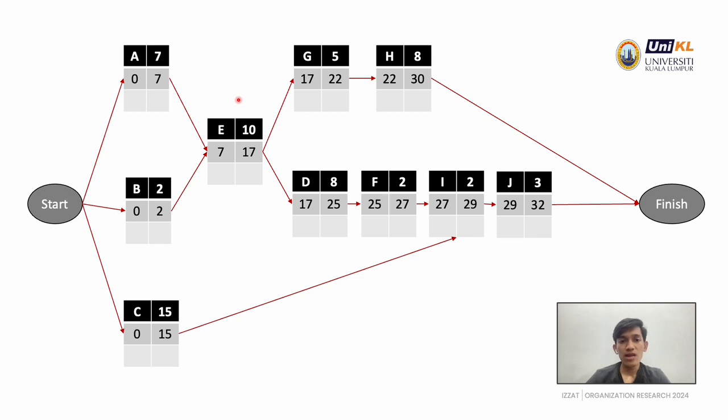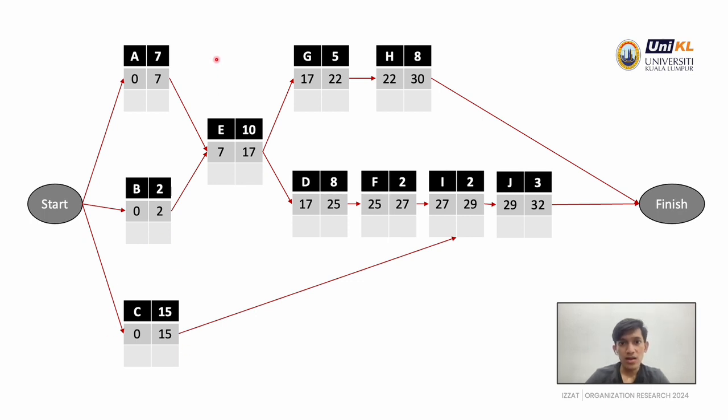After we fill in the completion times, we need to find the earliest start. For the independent table, or the table that is connected to the start, we need to put 0 on the earliest start. In this case, we have 3 activities connected to start, which are activities A, B, and C.